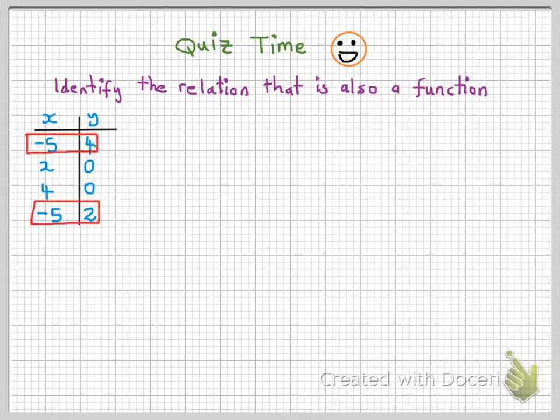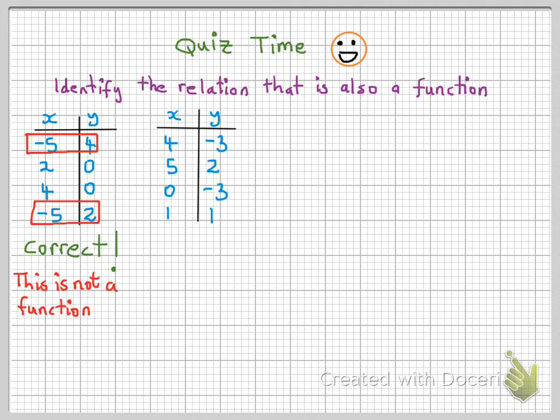If you are thinking about the point -5, 4 and -5, 2, you're on the right track. Because those 2 points, you can see that the point -5, x is -5, the same point is related to more than one y variable. It's related to 4. It's also related to 2. So you are correct. This is not a function because of that condition.